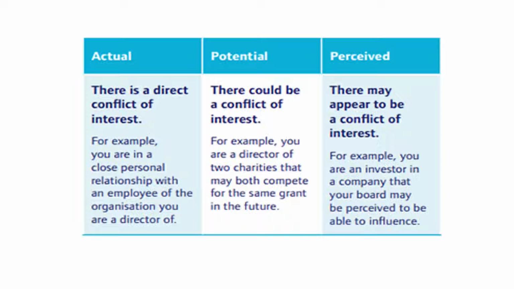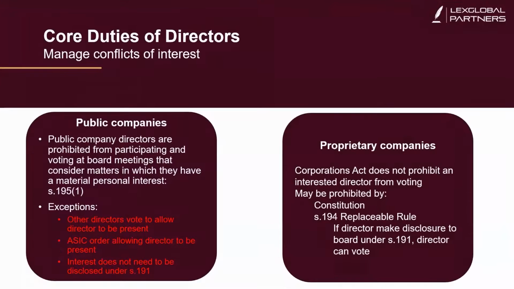Or perceived, where it may appear to be a conflict of interest. For example, when you're an investor in a company on whose board you sit, you may be perceived to be able to influence it. So it's a perceived conflict of interest if you have shares in a company, and there's a perception that you have more interest in the benefit of that company. Based on that perceived conflict, you may not act in the interest of the company, but in your own interest.